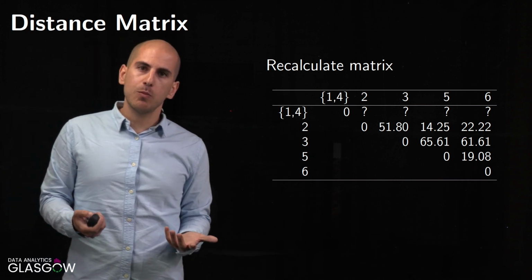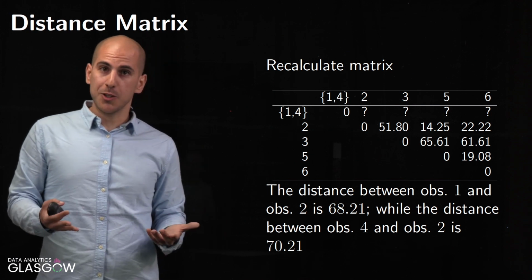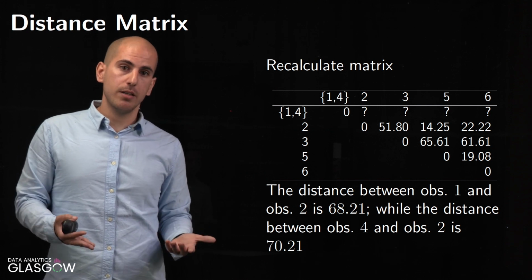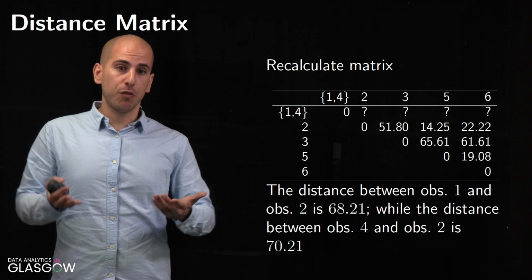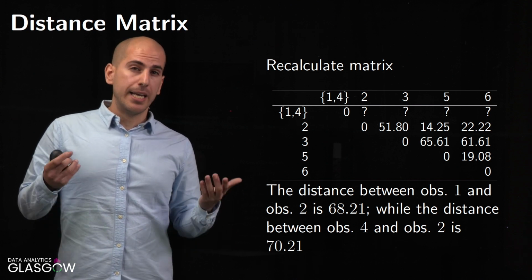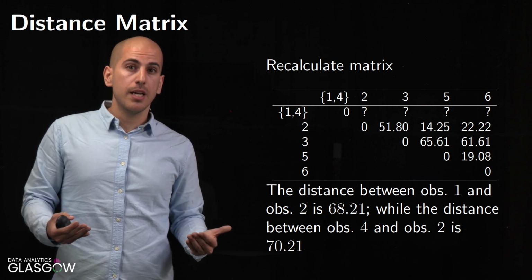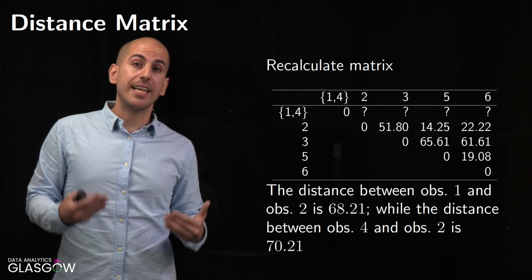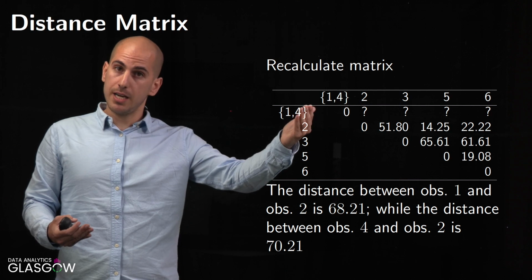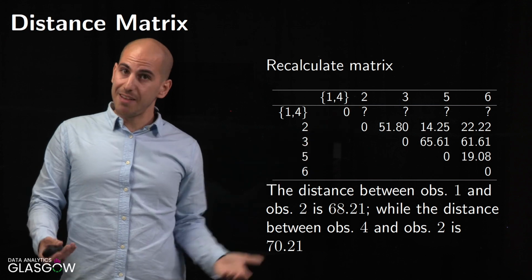So let's have a look at what we actually had on the previous matrix. On the previous matrix, the distance between observation 1 and observation 2 is 68.21, while the distance between observation 4 and observation 2 is 70.21. And you have to remember what we said previously: the complete linkage criterion sets the rule here, and the rule is you should take the maximum of those distances. So in this case, the distance between cluster 1, 4 and the cluster 2 is going to be 70.21.